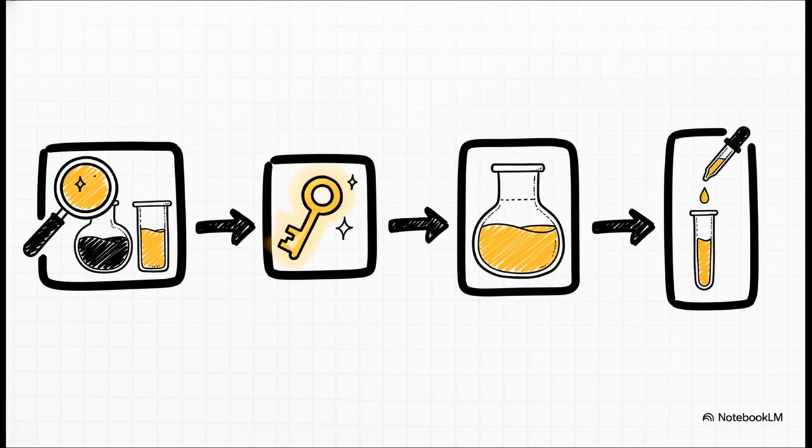So let's just recap that process so it sticks. First, you identify your starting and ending concentrations. Second, you calculate that all-important dilution factor. Third, use that factor to find your total final volume. And finally, just subtract your starting volume to figure out exactly how much solvent to add. That's the whole game plan, right there.